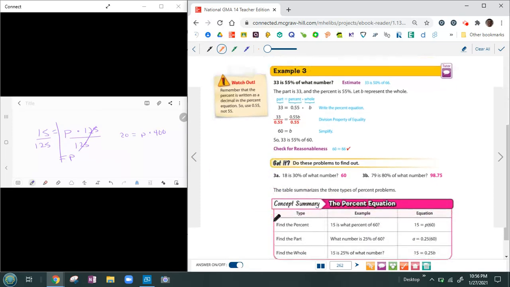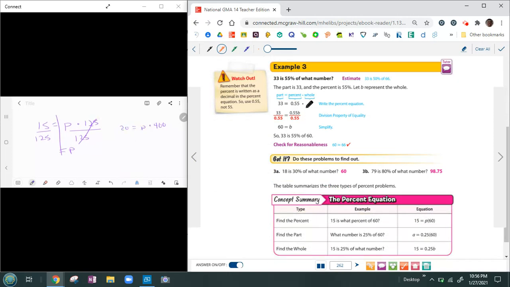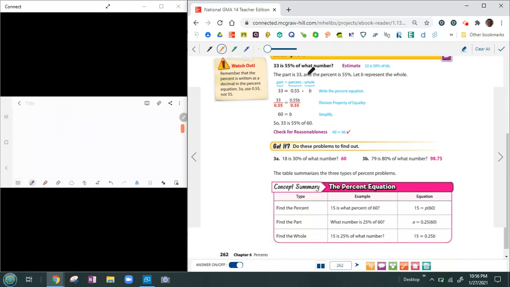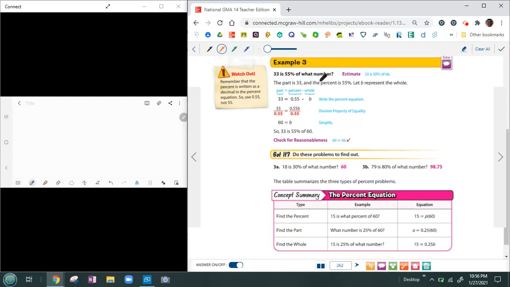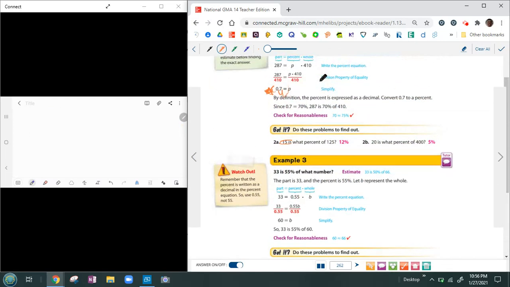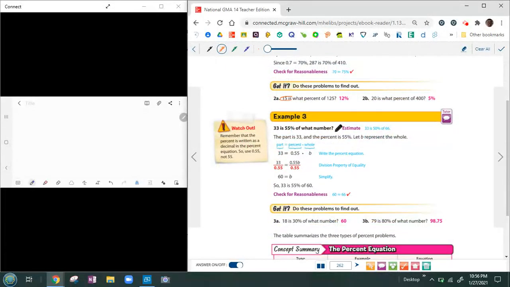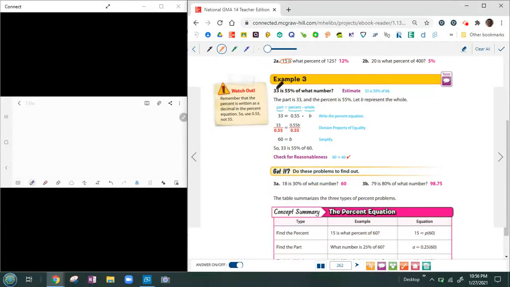Just leave the answers on, why not, right? You guys got this. We were missing the part in the first one, we were missing the percent here, and now we're going to be missing the whole for example 3. So 33 is 55% of what number? Well, we write the percent equation. We put the part in its place, the decimal form of the percent, and we're missing the whole. So again, we're going to divide in this case and get 60 right there. Don't forget the decimal form of the percent.